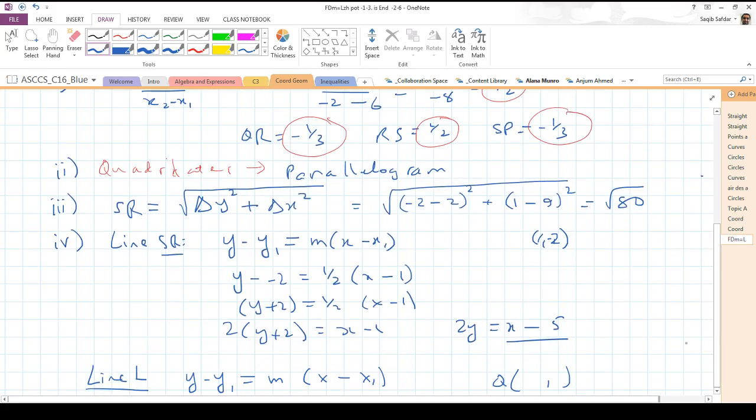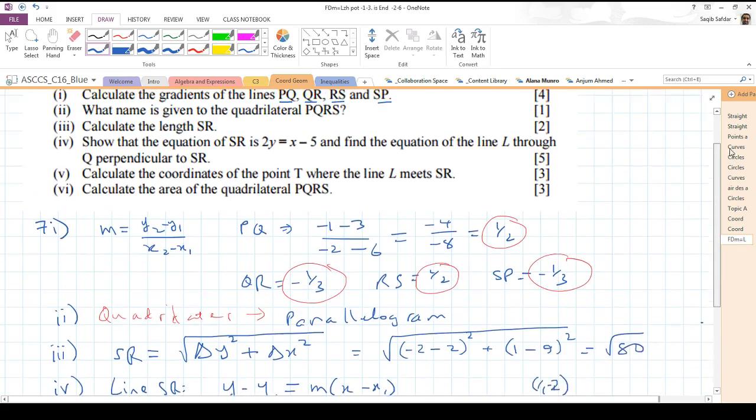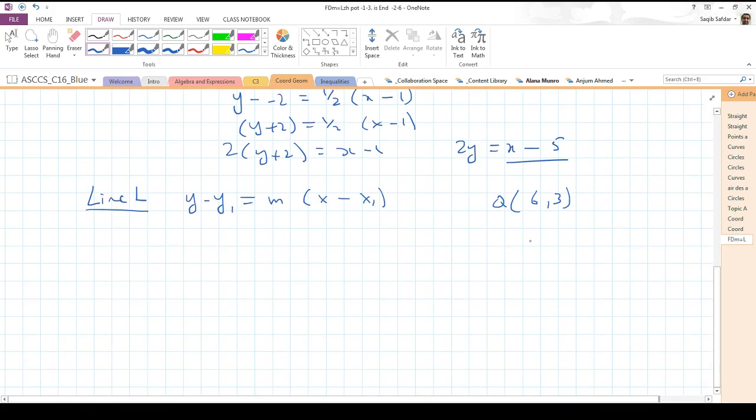6, 3. So let's just write that in there. So we've got 6, 3. And it's perpendicular to SR. We know the gradient of SR, so I'll just write down the gradient of SR equals a half. Therefore, perpendicular to SR is simply going to be minus 1 over half, which will give us minus 2.